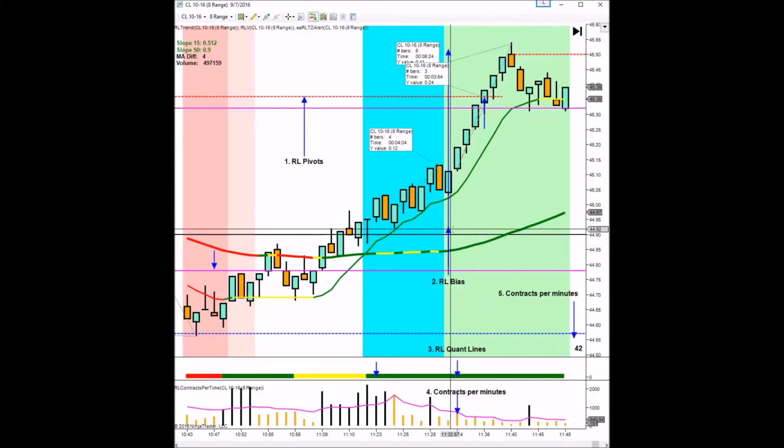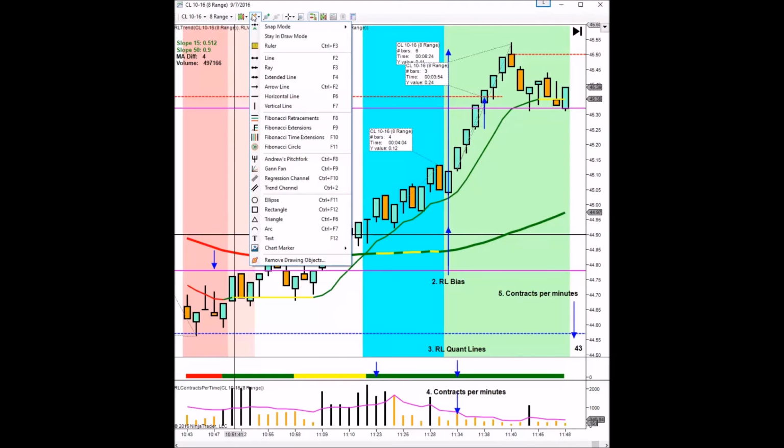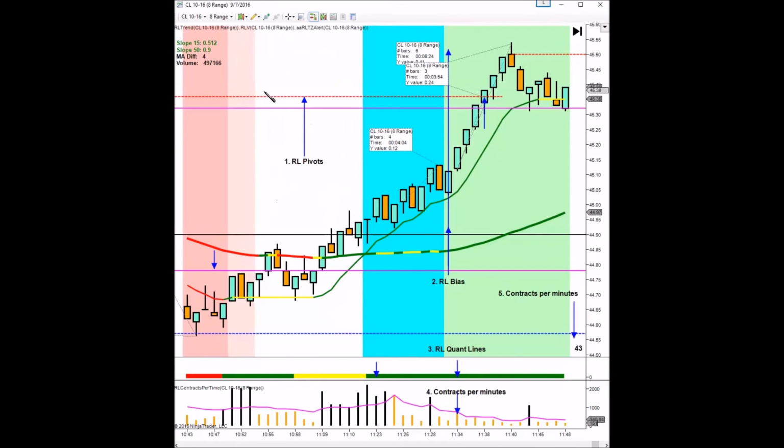Now, indicator number 6 is market profile. It's a very valuable indicator as a standalone. So is bias, and so is the quant lines.